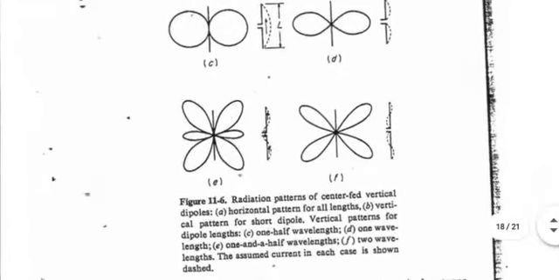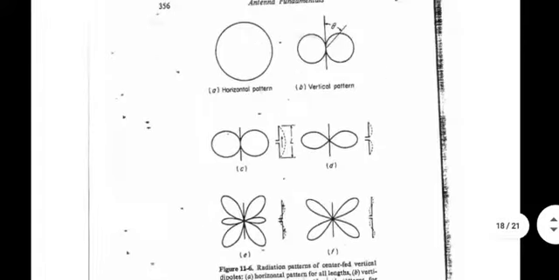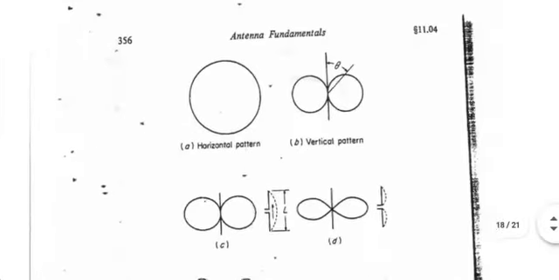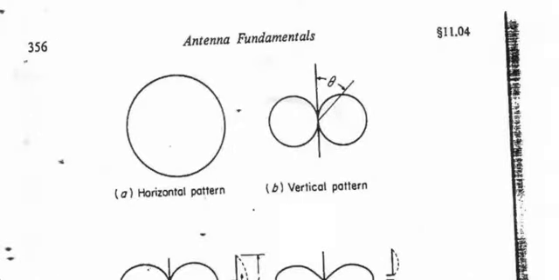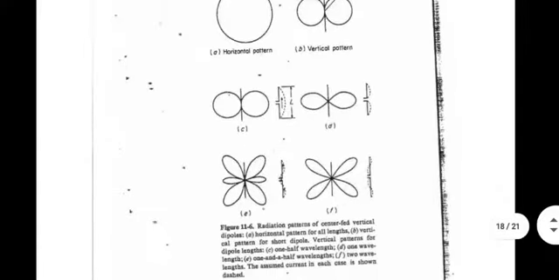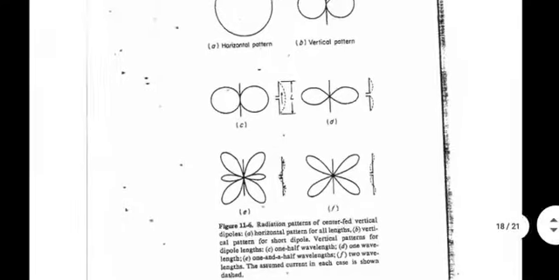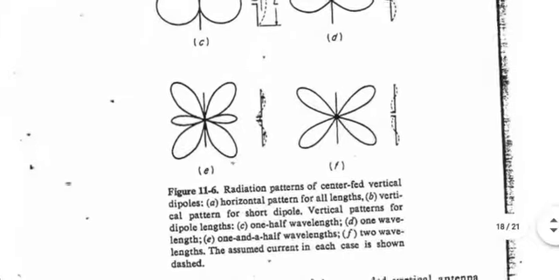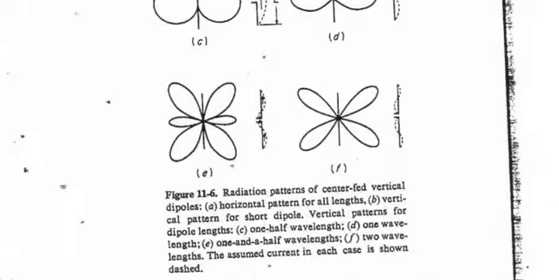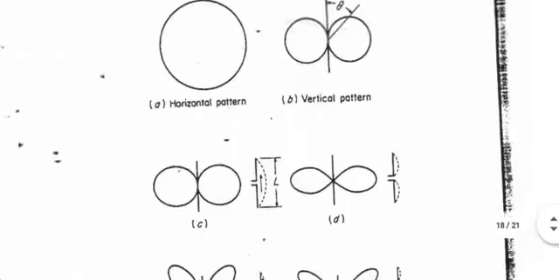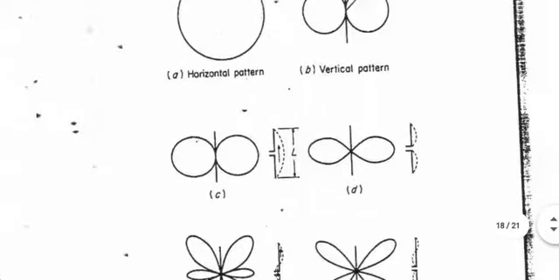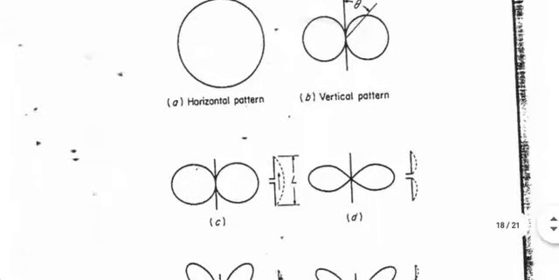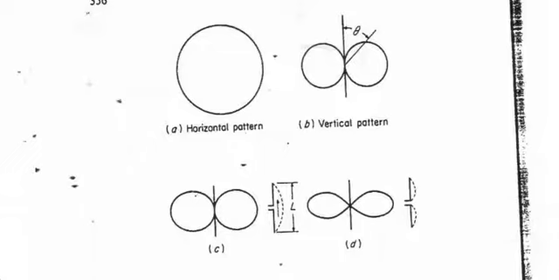Now B is vertical pattern for short dipole or Hertzian dipole. If the dipole is a Hertzian dipole, you get figure of 8 because it's sine theta type of dependence, right? We have seen that already. Now C is lambda by 2 dipole. The vertical pattern is a figure of 8, but it is narrower compared to vertical pattern for a short dipole or Hertzian dipole.